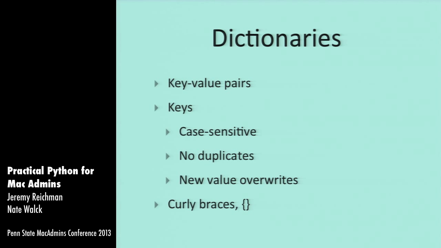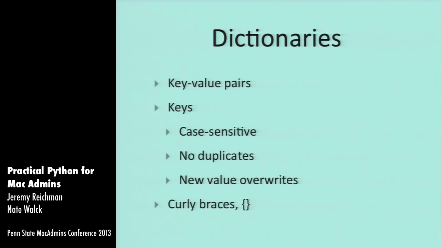Dictionaries are key value pairs. We are most familiar with this from property lists. If you've ever dealt with property lists, it's the very same concept. We have keys. The name of the keys are case sensitive. There are no duplicates in a dictionary, so a key can exist only once. And any new value that you put in under that same name overwrites the old value.